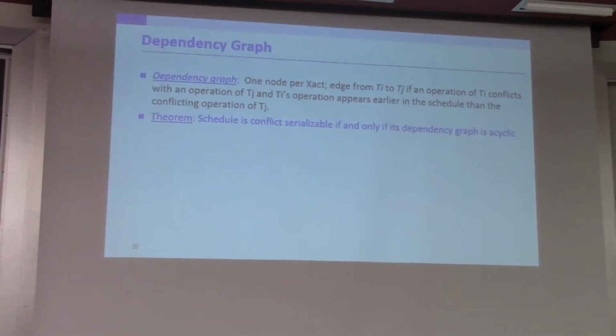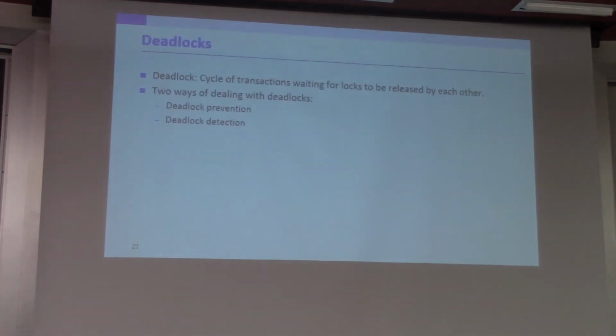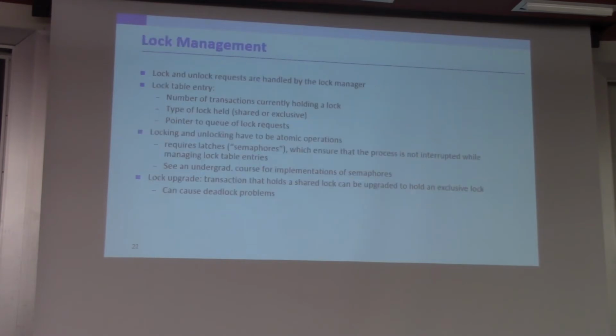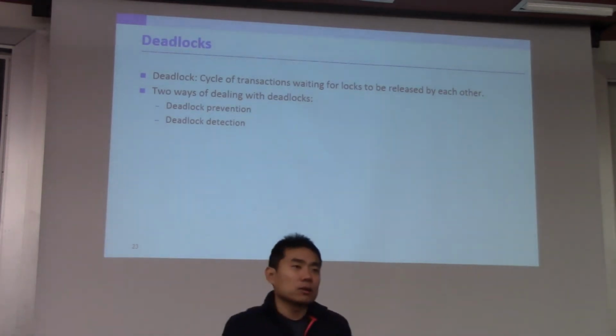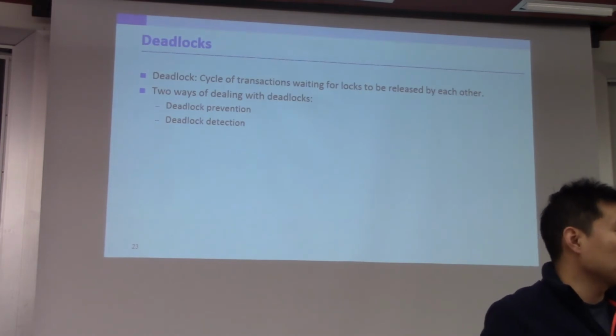Okay, that's how you check conflict serializability. So we're going to skip the view serializability discussion. So skip this. I don't require you to understand this. So next, I'm going to talk about deadlocks. For any locking protocol, once you have locks in place, you may potentially end up with something called deadlock.